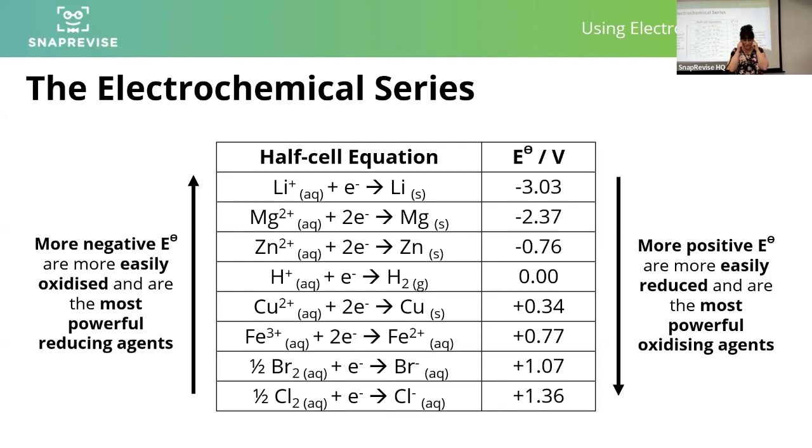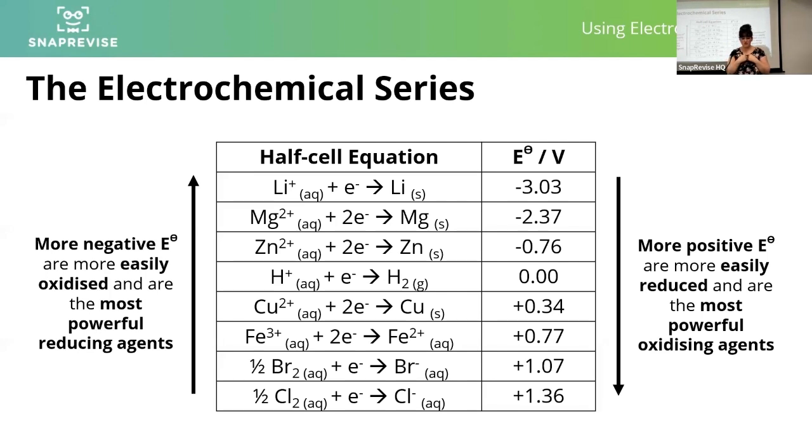I can't memorize this, so I have to work it through. The better at reduction something is, if it can be reduced very easily, reduction is gain, so it can gain electrons very easily. That means it can steal electrons from things and cause something else to be oxidized.